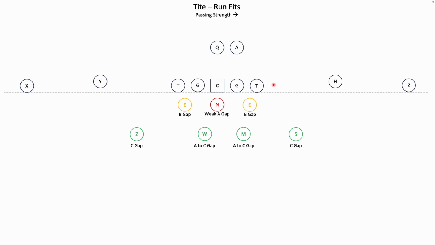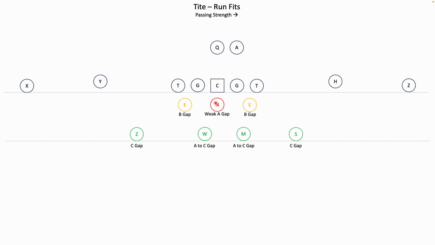So that naturally leads us into run fits. So, what is a run fit? A run fit is your responsibility when the offense has a run play. So this is where you need to be in the event the offense runs the ball.